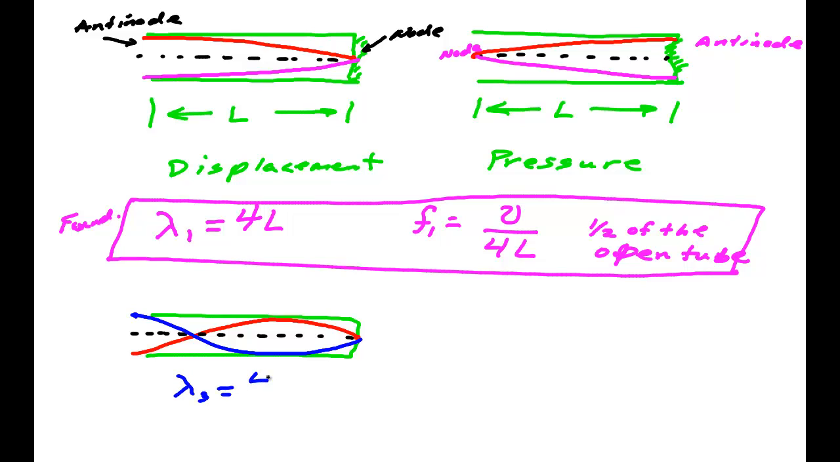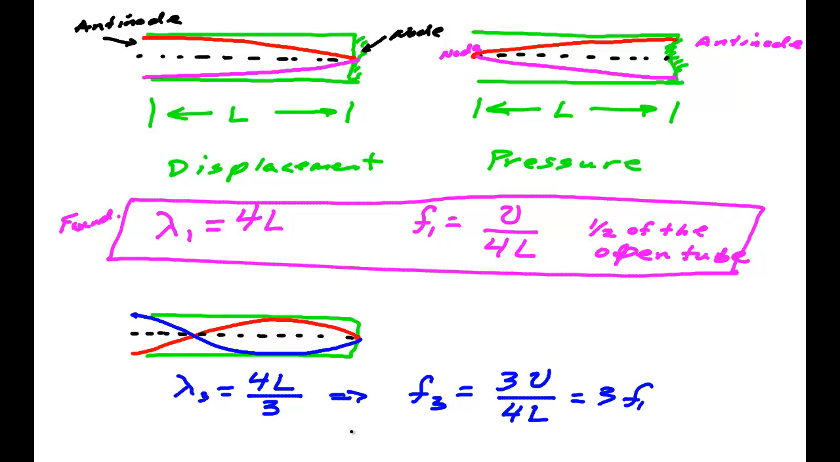and it's going to be 4L over 3. So the next frequency that can occur is equal to 3 over 4L, or 3 times F1. This is known as the first overtone. So overtones in this case only occur in odd multiples of the fundamental frequency.